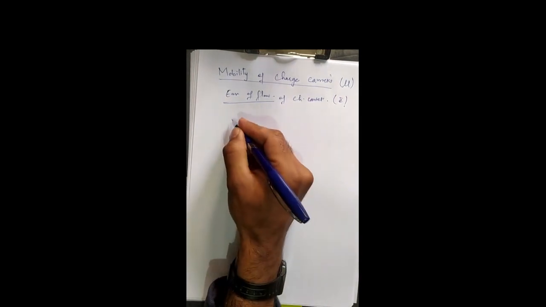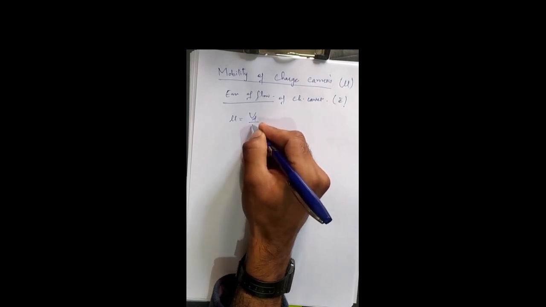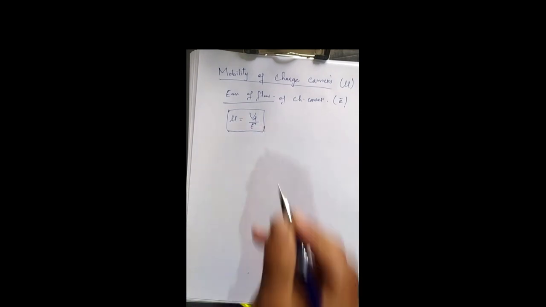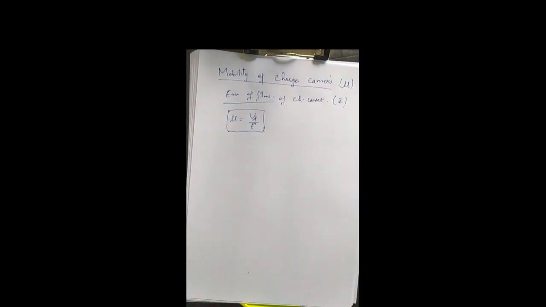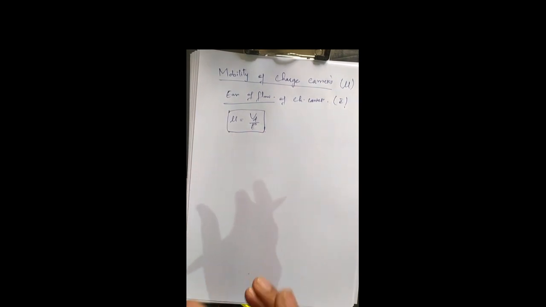So here mu can be represented by Vd over E, the equation which will give us the ratio of drift velocity and the electric field applied. Here we can understand that mobility can be described as the drift velocity attained by a charge carrier when unit electric field is applied on the material.